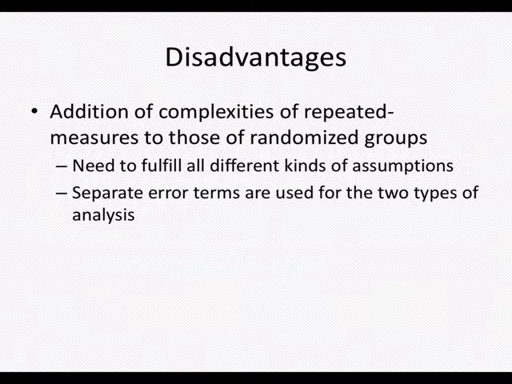However, there's also disadvantages, but the disadvantages is more about the complexity. So you need to fulfill more different kinds of assumptions. So you need to fulfill assumptions related to repeated measures, assumptions related to between group designs. And then there's separate error terms used for the two types of analysis. So later on today, we're going to run SPSS, and then we're going to look at different tables. And then in the results that we're going to interpret, it will involve error terms from different tables. So it's a little bit more complicated.